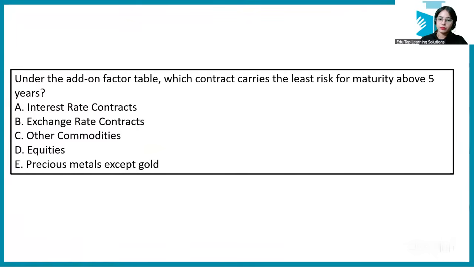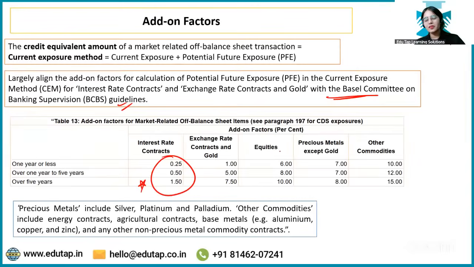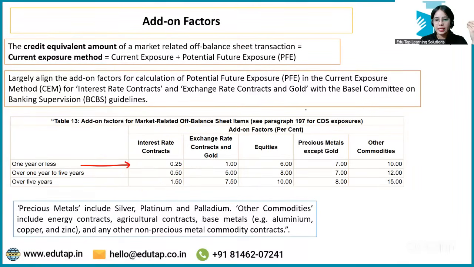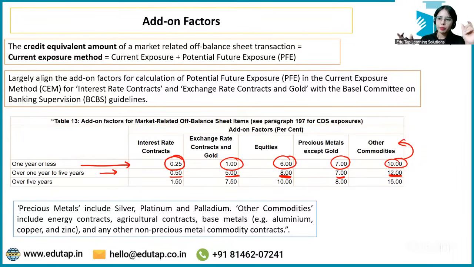Try to answer this question. I will suggest that you just see the pattern. For 1 year and less, the least is interest rate contracts, then exchange rate contracts, then equities, precious metal, and other commodities. Okay, so the other commodities are the most risky, we can say. For 1 year to 5 years, again the least add-on factor is interest rate contracts, then exchange rate contracts, then precious metals, then equities, and last other commodities. If you're not able to remember the values, at least remember the pattern: which has the least, which has the highest.